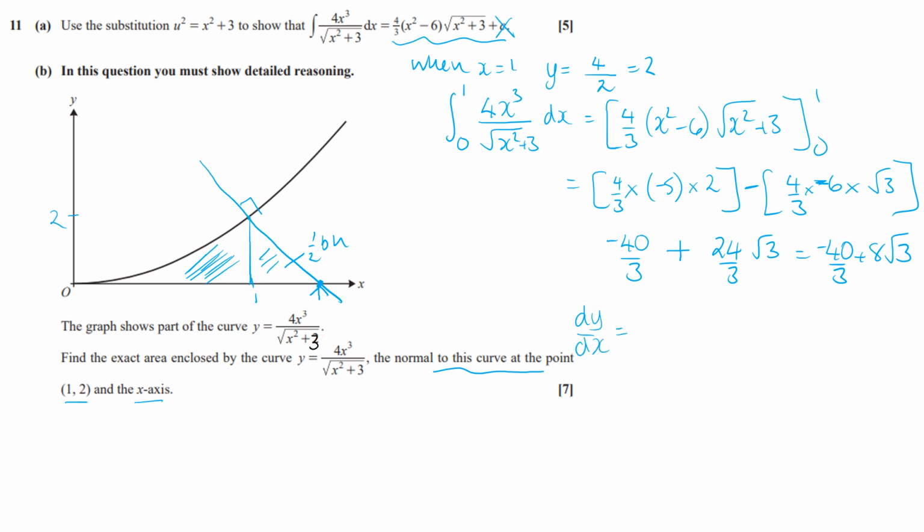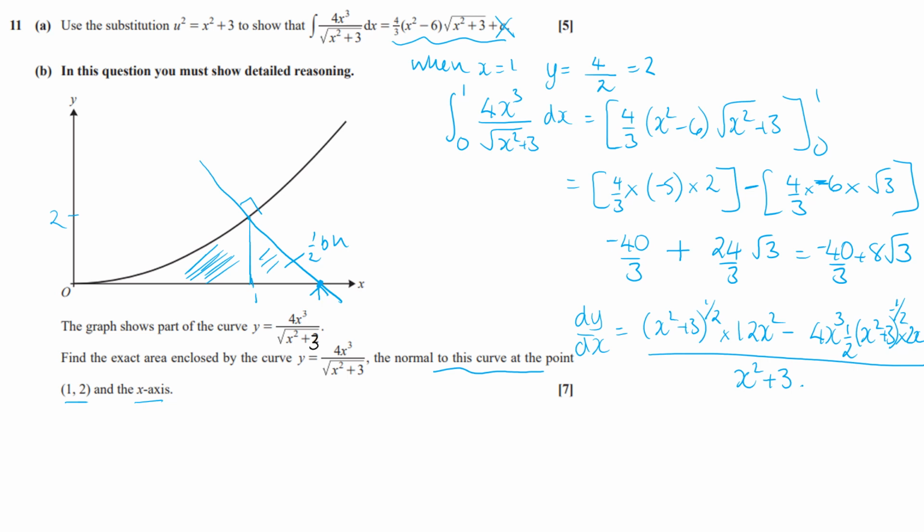Now we've got a quotient, so the quotient rule you get on the formula sheet, but it is the bottom, which is x squared plus 3 to the half, times the differential of top, which is 12x squared, minus the top 4x cubed, times the differential of the bottom. So we need to power down and use the chain rule. So take 1 off, and then times the differential of the inside will be 2x. All over the bottom squared, which will just be our x squared plus 3.